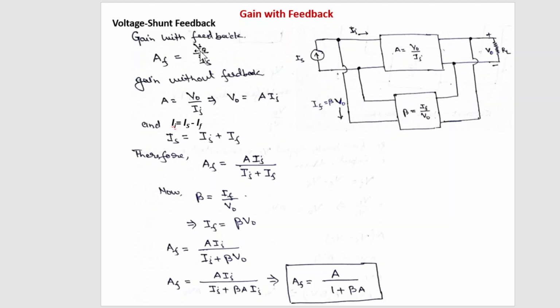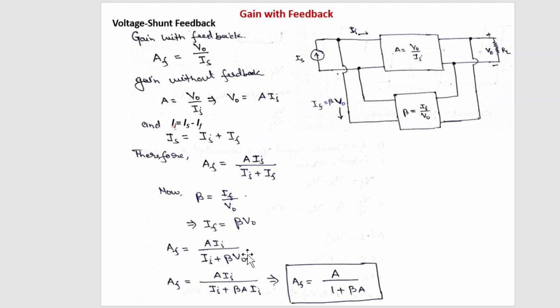AF is equal to V naught upon IS. So here we have V naught, we have calculated, that is A into II. So we will take A into II in place of V naught, and in place of IS we have calculated, that is II plus IF. So AII divided by II plus IF. Here we have II, here we have II. So we can take II as common, and IF can be written in terms of beta into V naught. So AF is equal to AII divided by II plus beta into V naught.